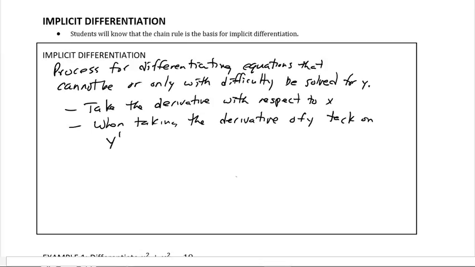And let's look at why that is. If we want to take the derivative with respect to x, d dx of y squared, well, this is a problem because this is x and this is y. So we're taking the derivative with respect to x, but our variable in the expression is y. So what we do is we tack on d dy. We know we can take d dy of y squared. That would be 2y. We tack on dy dx.